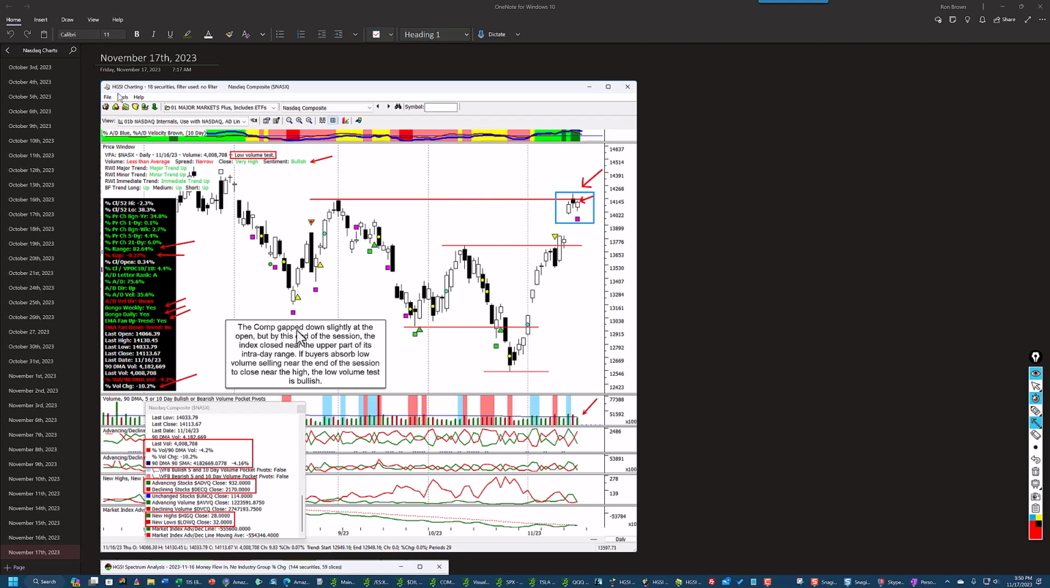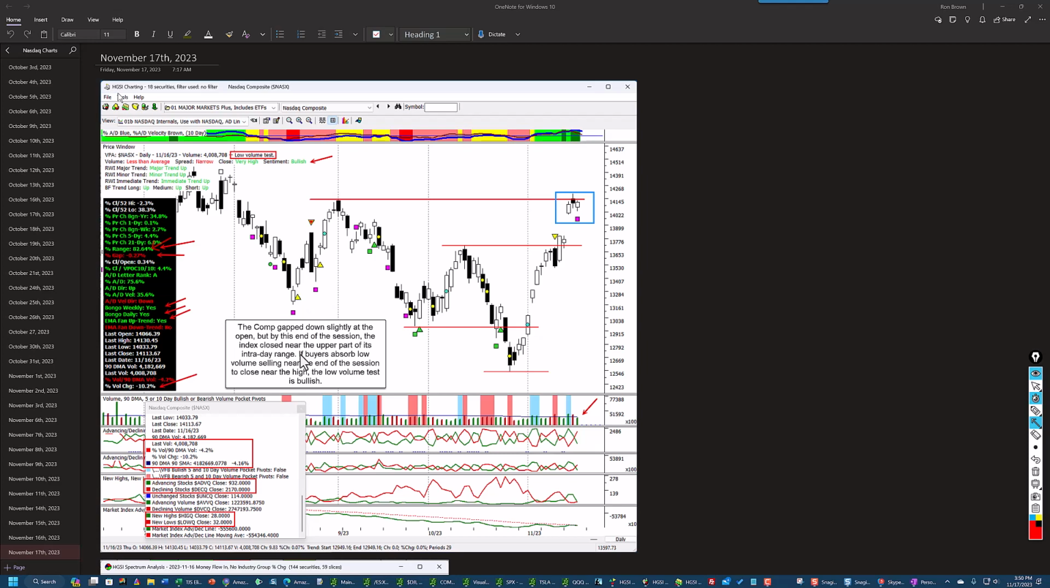What I said in my commentary is the comp gapped down slightly at the open, which would have been right there. But by the end of the session, the index closed near the upper part of the intraday range. And you can see that right here. That's here, and the range is over here at 82.64%.